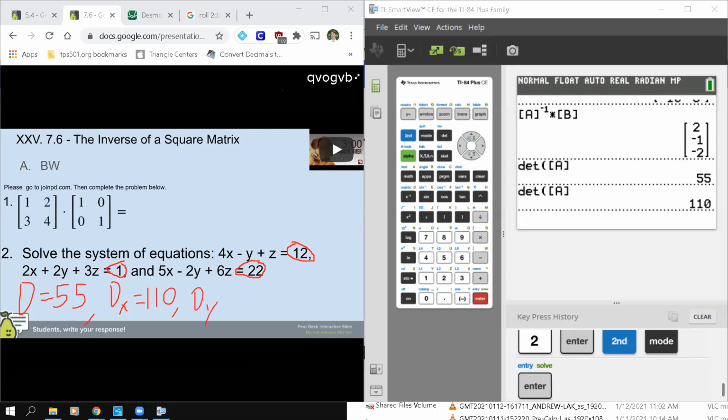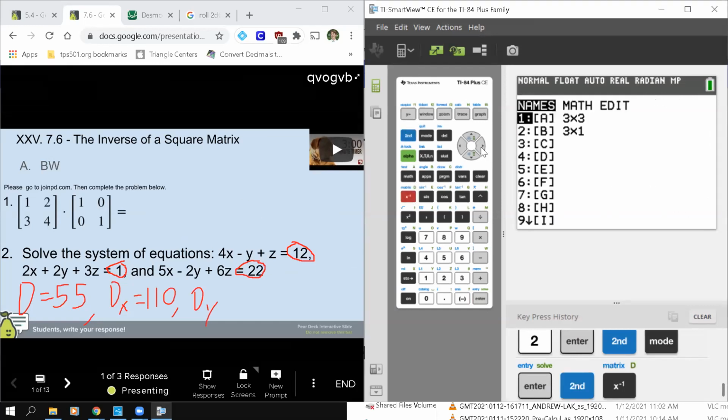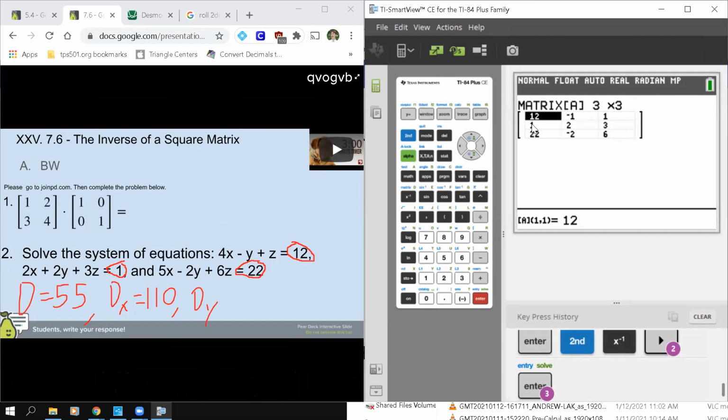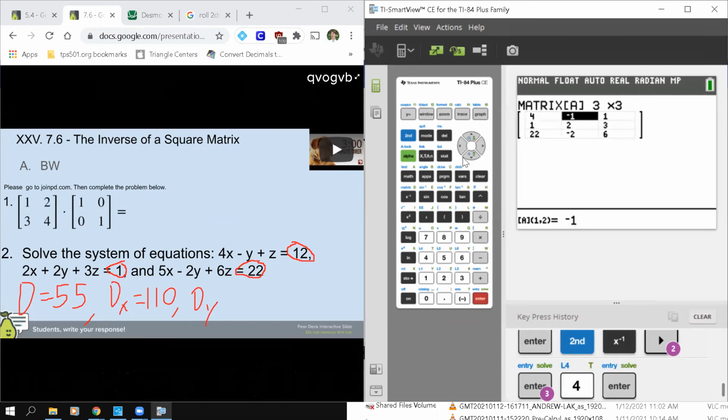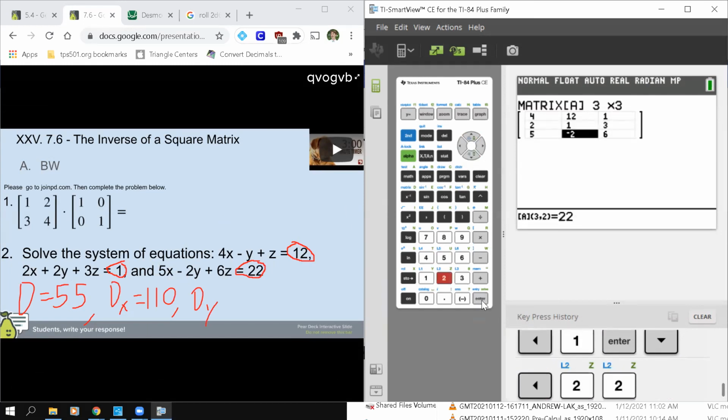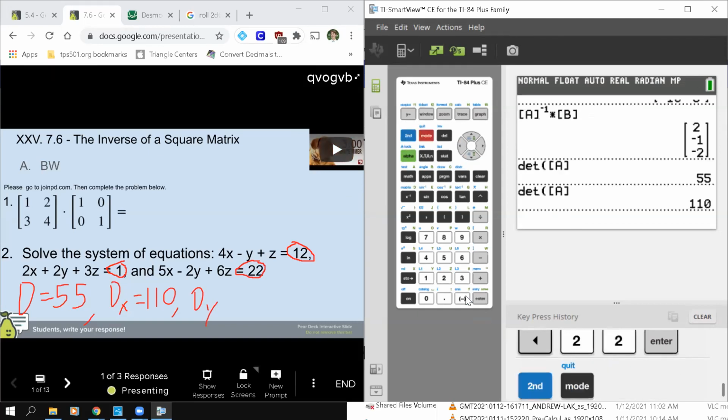To get the determinant with respect to y, I'm now going to replace all the y's with the constants 12, 1, and 22. So I'm going to go back in and edit matrix A. Note that I need to switch the x's back. So this needs to be 4, this needs to be 2, and this needs to be 5. And then I'm going to switch the y's now to be 12, 1, and 22. All right, and quit. Hit enter. Dy is negative 165.